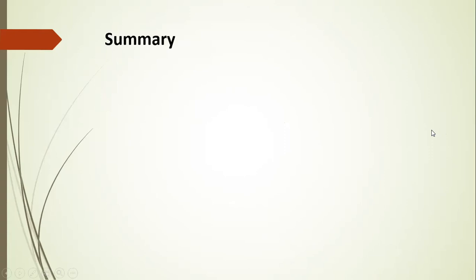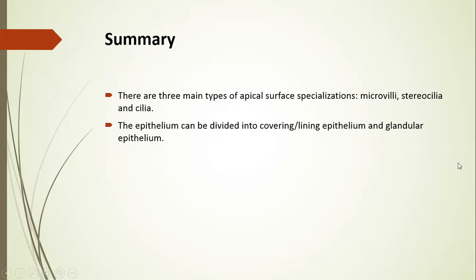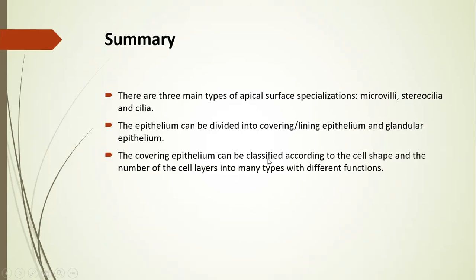Now we finish the types of epithelium. We are going to summarize what we have talked about. There are 3 main types of apical surface specializations: microvilli, stereocilia, and cilia. The epithelium can be divided into covering, lining epithelium, and glandular epithelium. In this lecture, we covered and finished the lining epithelium or covering epithelium. In the coming lecture, we will talk about glandular epithelium. The covering epithelium can be classified according to the cell shape and the number of the cell layers.